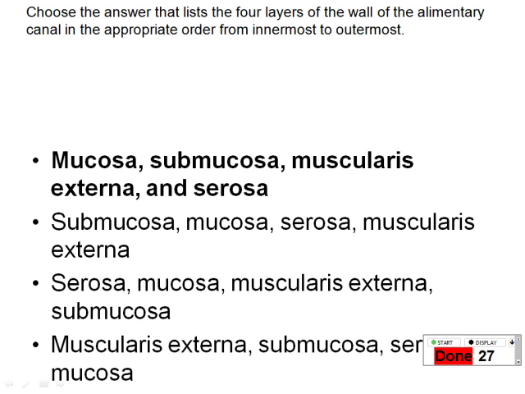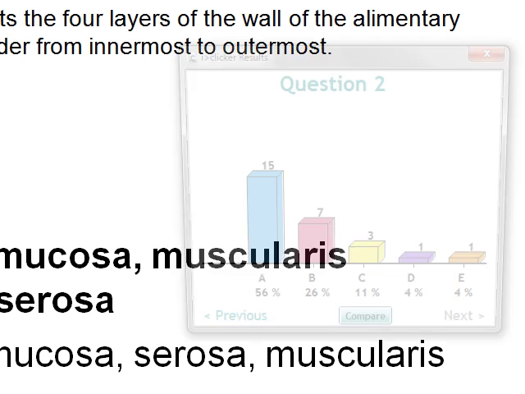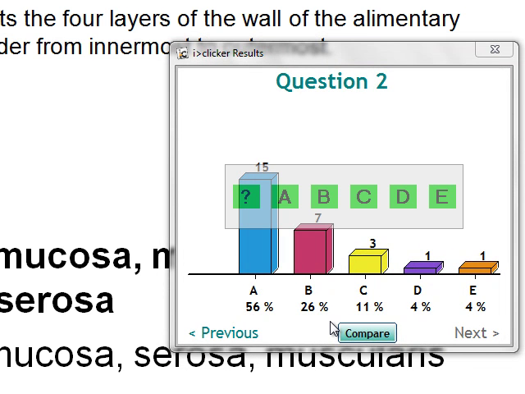The answer is A. That was an easy one. Because if you knew it was the mucosa on the inside, none of the other ones had it first. So you're good, right? Some of you didn't know that, though.